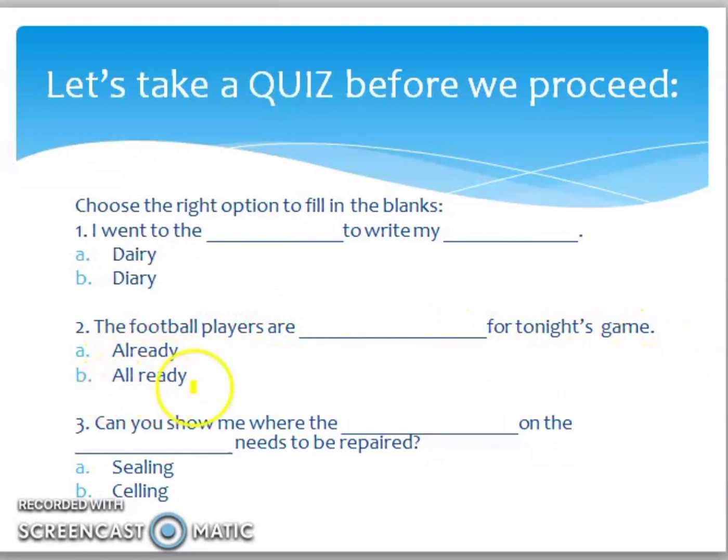All ready or already? Now the pronunciation is the same. Technically there is a little difference. So you need to decide which choice you need to put here. Number 3: can you show me where the dash on the dash needs to be repaired? Alright? So ceiling and sealing. Which word should go where in the blank? You need to decide.